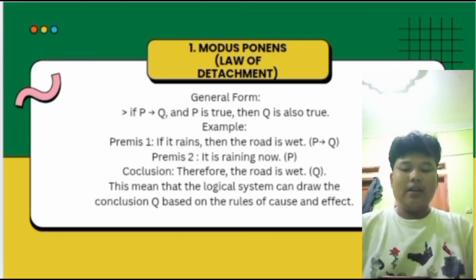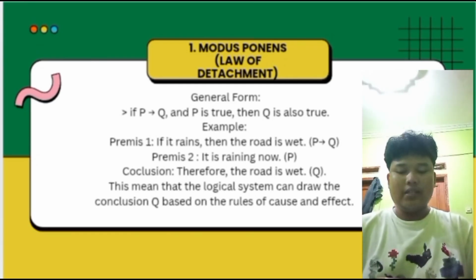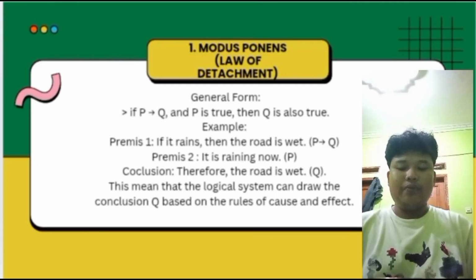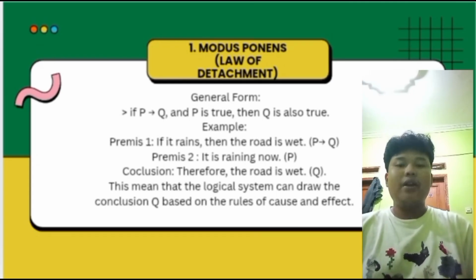Example. Premise 1: if it rains, then the road is wet, P then Q. Premise 2: it is raining now, P. Conclusion: therefore, the road is wet, Q.